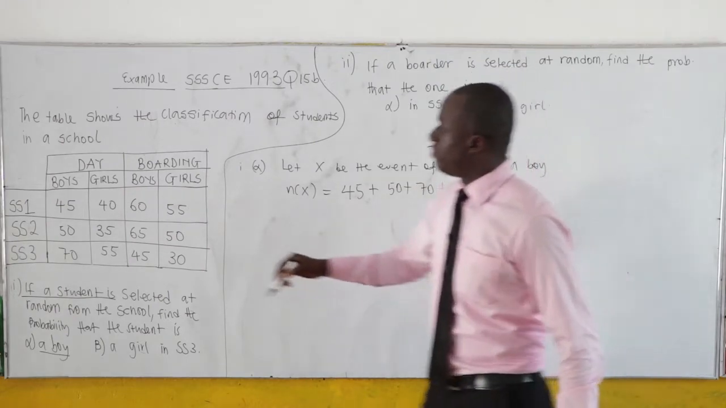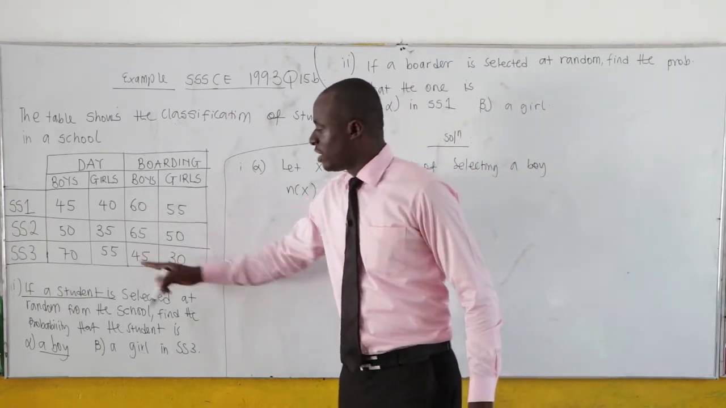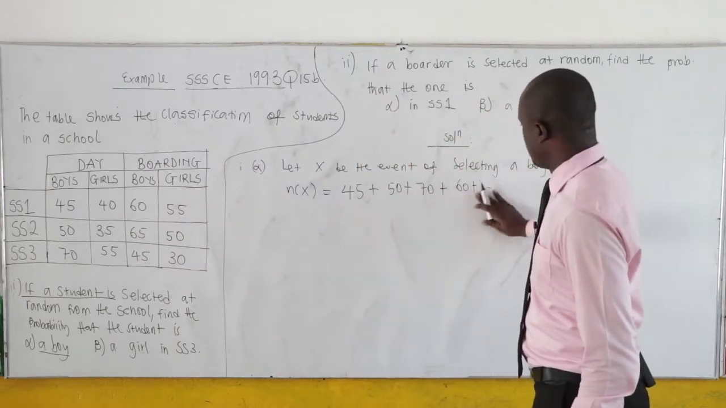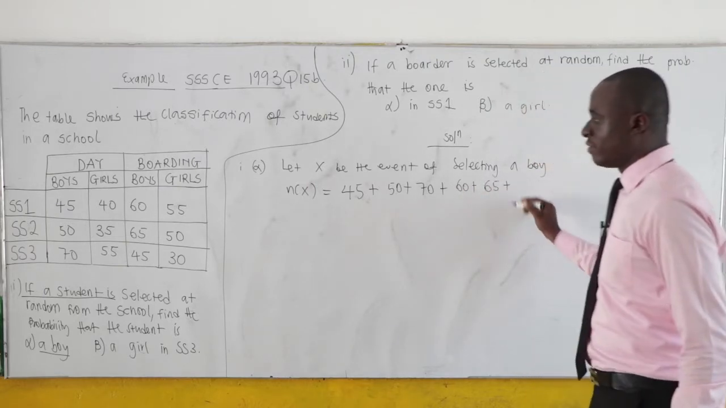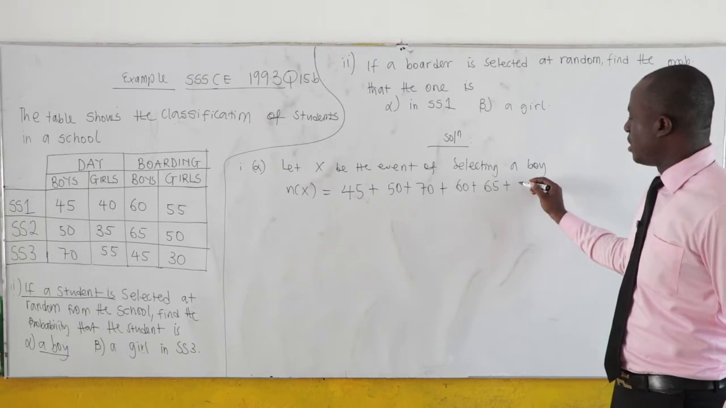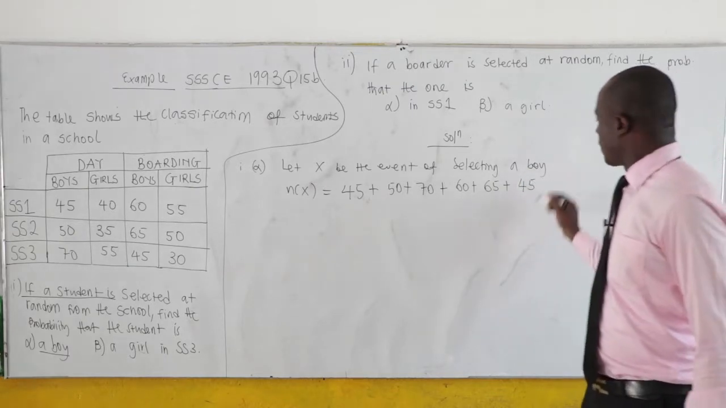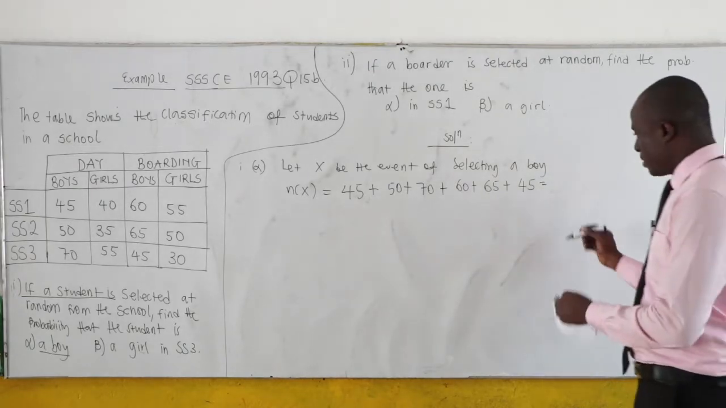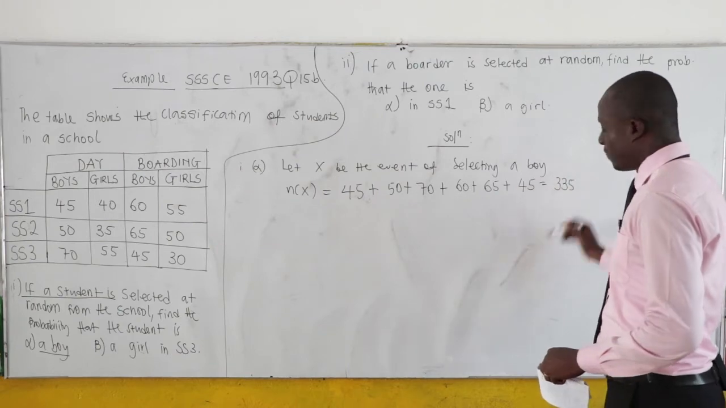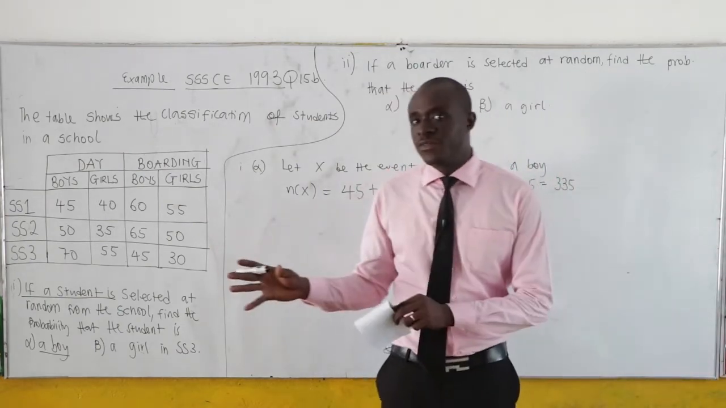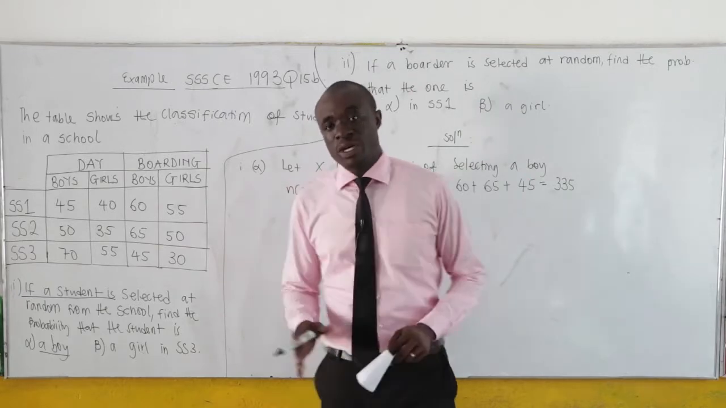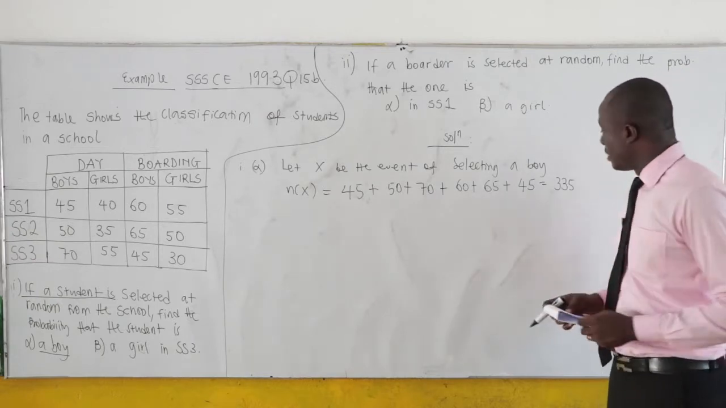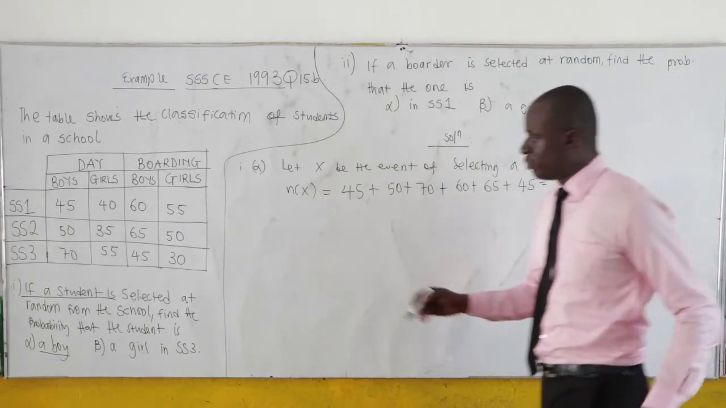Now, let's also see the boarders. The boys, that is 60, the next one is 65, and then the next one we have 45. Now, when we add all of them, it is giving us 335. Now, we know probability is number of events over number in the sample space. So our number of events here, when you add all the boys in the school, is 335. We have to know the number in the sample space.